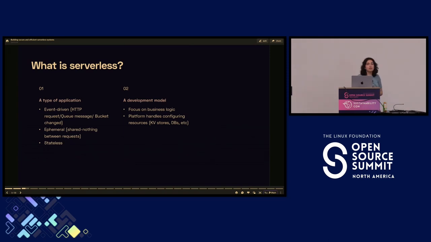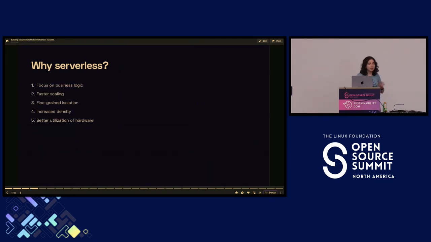The other definition of serverless is as a development model. It's one wherein you focus on your business logic, and you don't have to think about writing HTTP services or any of the lower level resources that your ephemeral serverless application is connecting to. And your platform handles all of that complexity. And also, when you think of serverless, you might also think of FaaS, or functions as a service, and that's totally okay.